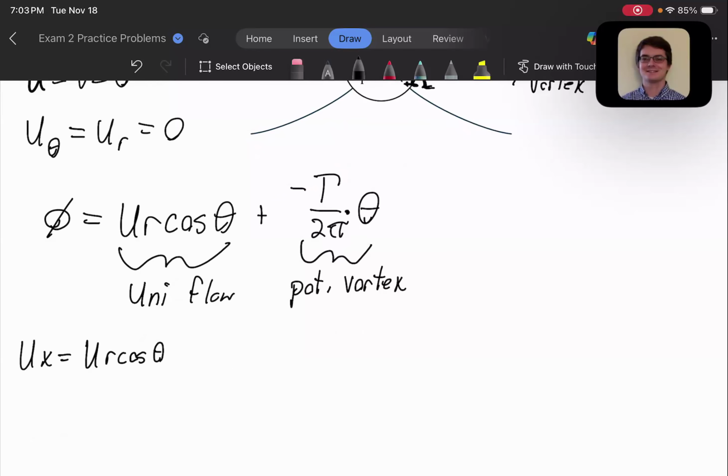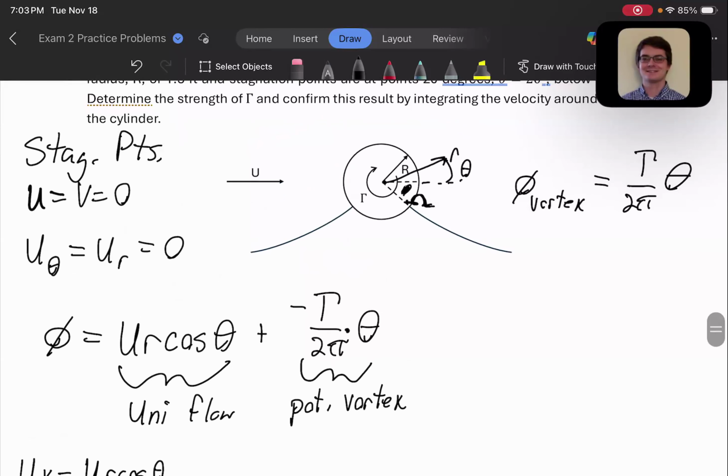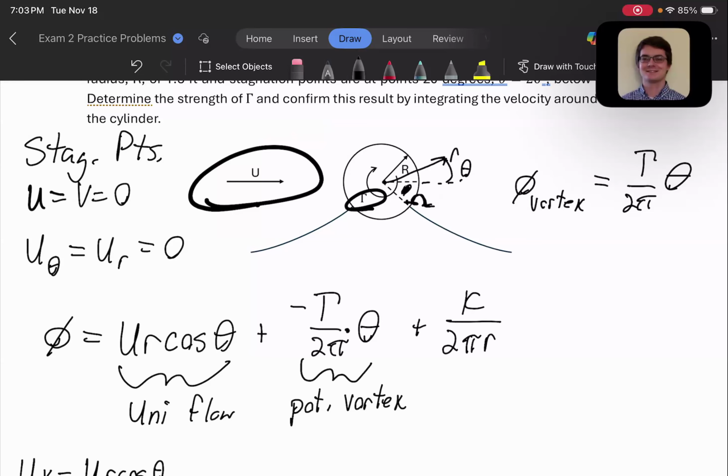Okay, so for this problem, what is the last elementary thing we need here? Not yet. Hold on. In the picture, we have uniform flow. We have a gamma that's spinning. What's the last thing? Yes, we have a doublet. And our relation for the doublet is kappa over 2 pi r multiplied by cosine theta.